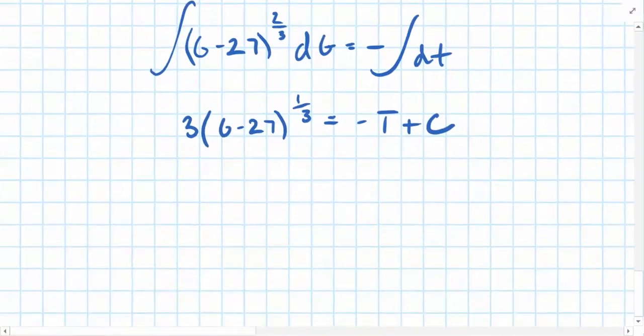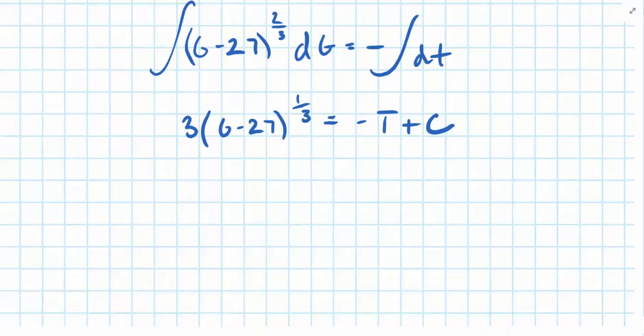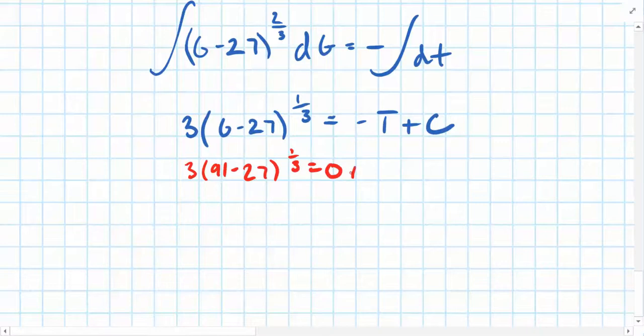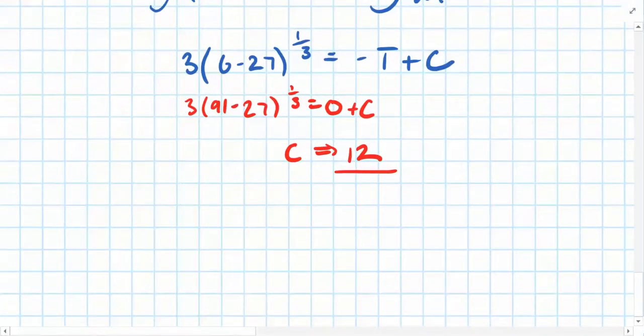However, we have to find what c equals because we can't just leave c there. And c will be the initial value for our equation. So 3 times 91 minus 27 to the 1/3 equals 0 plus c. C, therefore, will equal 12. Does that make sense? Now, what we do, we just plug 12 in for c.